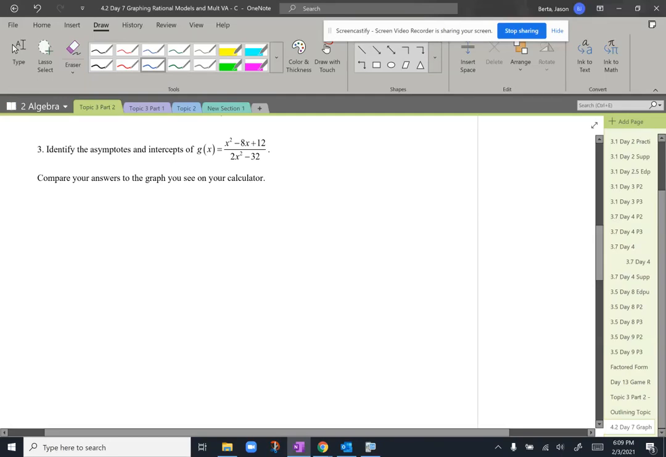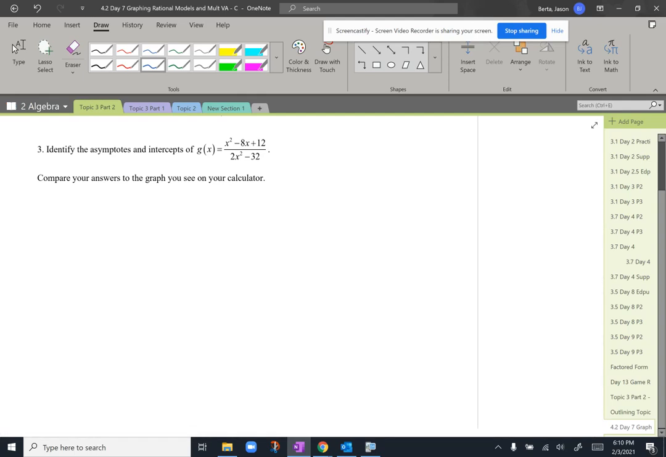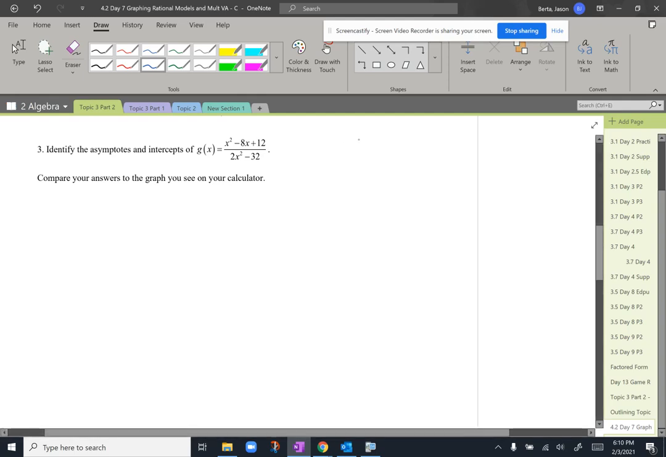Okay, in problem 3, we're asked to find the asymptotes and intercepts of this rational function g of x. The first thing I want to do is see if I can factor the numerator and the denominator, because that might help me find some of this information. It looks like the top can be factored in the traditional way, because I see that 6 and 2 are multiples of 12, and they add up to 8. But I see it's a minus 8x, so I know we need to use minus 6 and minus 2. That takes care of the top.